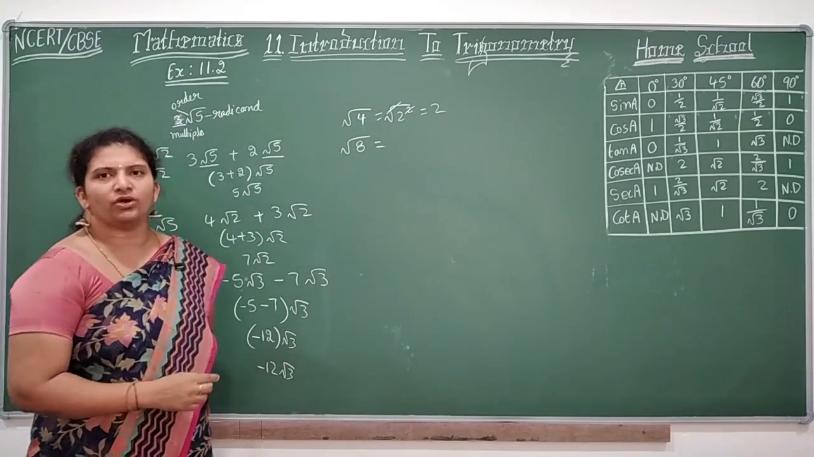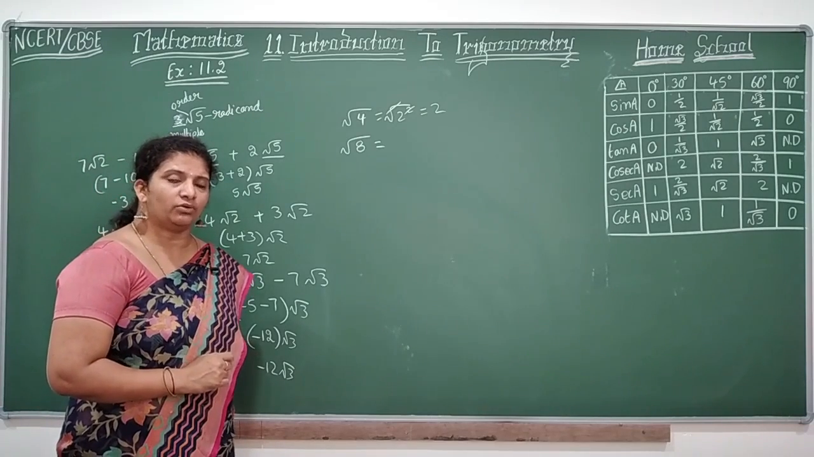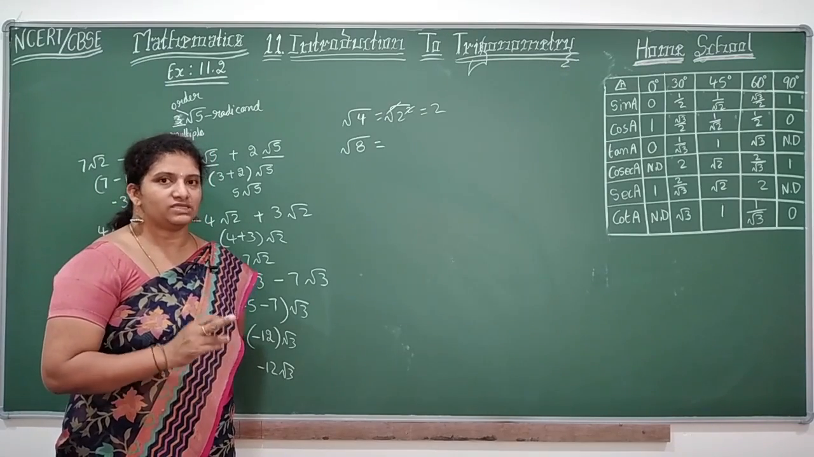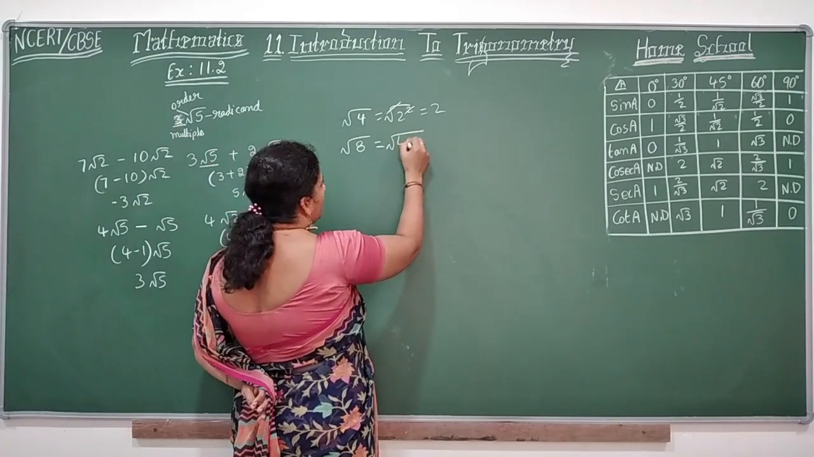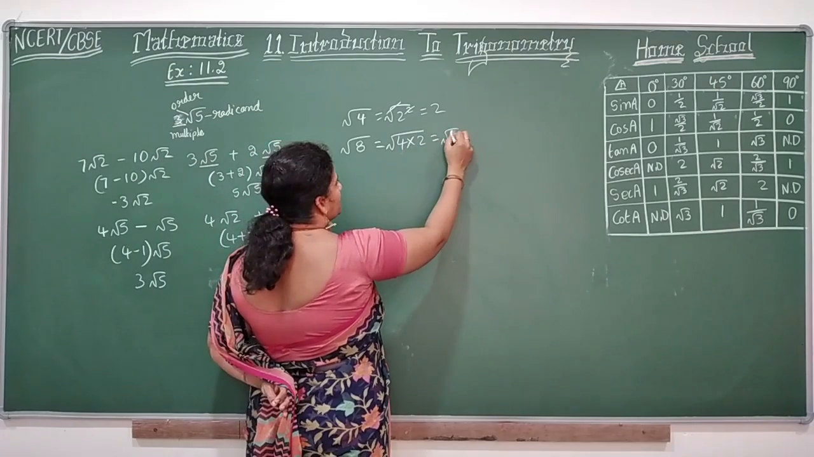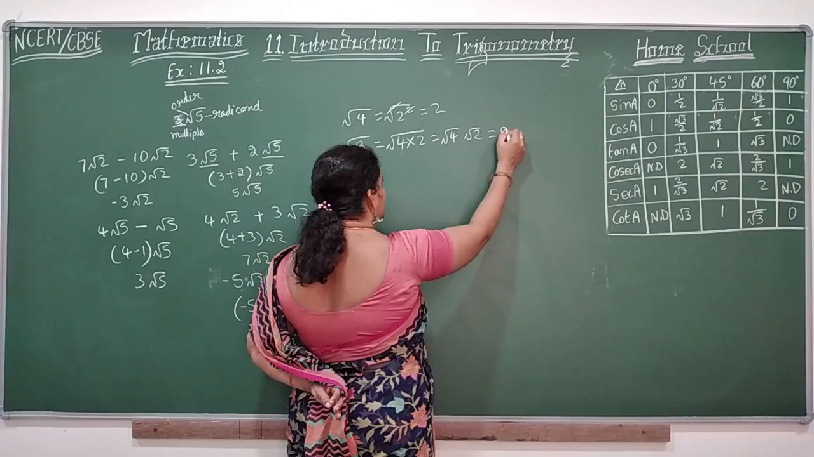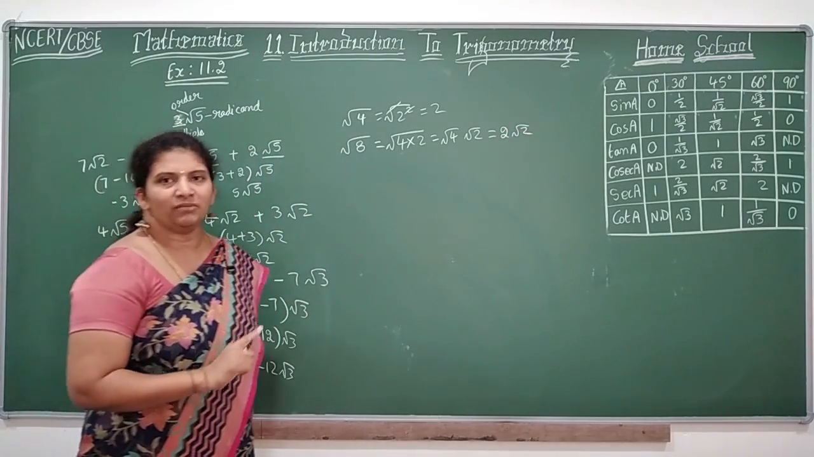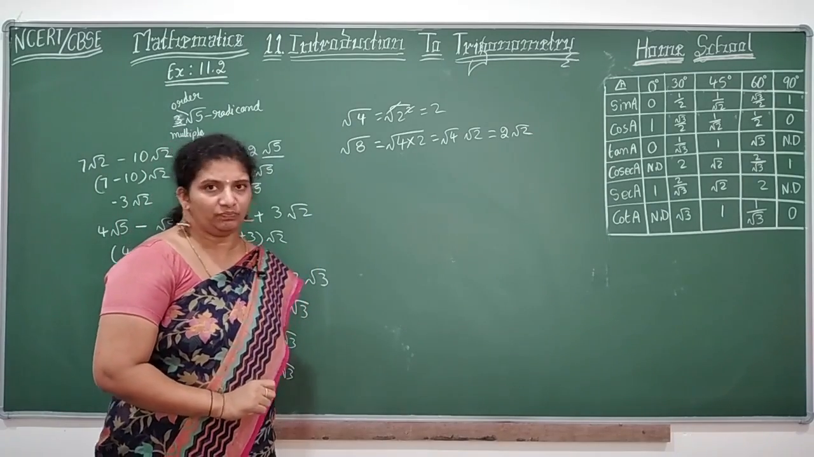Suppose you have root 8. How are you going to simplify root 8, children? You have to check whether it is a multiple of any perfect square or not. Yes, 4 twos are 8. So rewrite this: 4 twos are 8. 4 is a perfect square. Split root 4 into root 2. Root 4 value is 2, so root 8 can be simplified and written as 2 root 2.